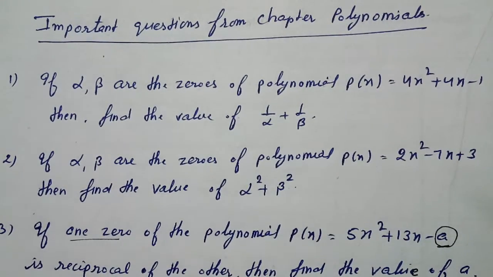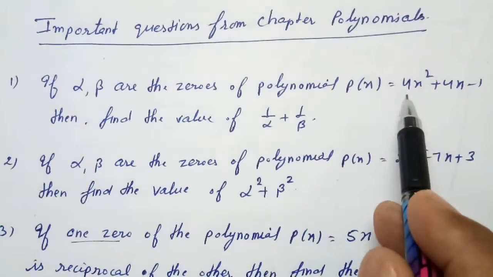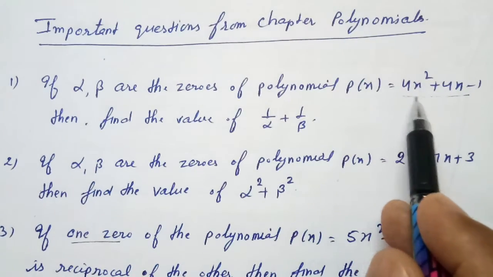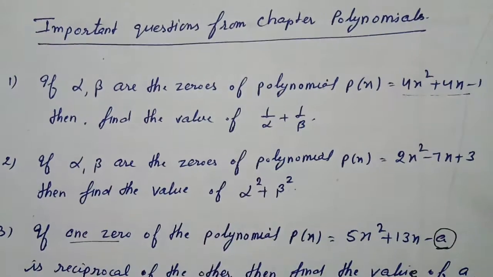These are some important questions from chapter polynomial based on two zeros alpha and beta. So first question is, if alpha beta are the zeros of a polynomial, this is a quadratic polynomial 4x square plus 4x minus 1, then find the value of 1 upon alpha plus 1 upon beta.